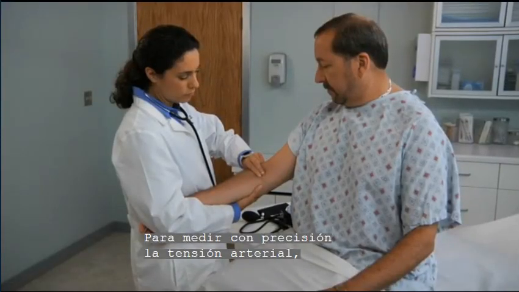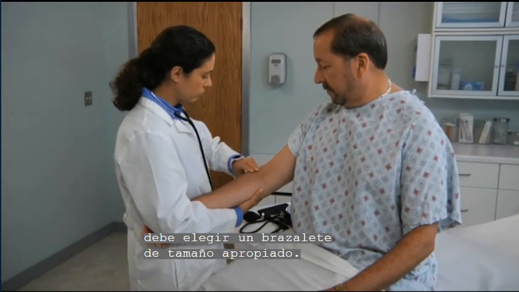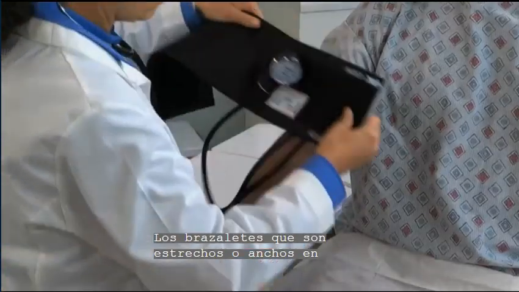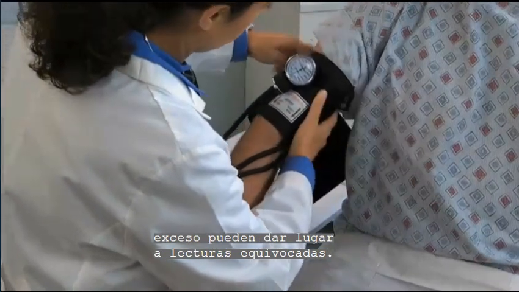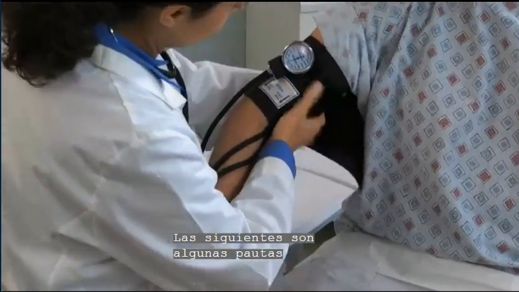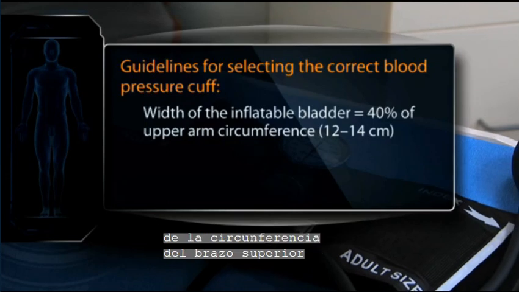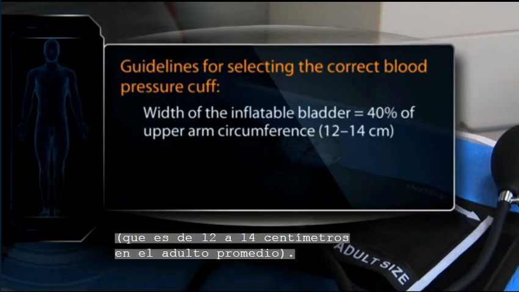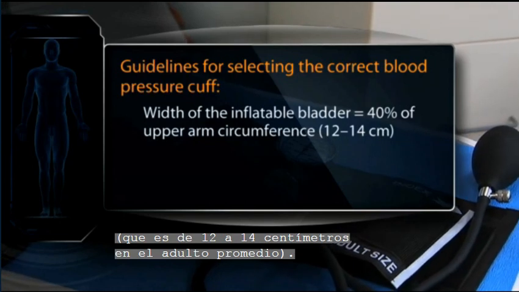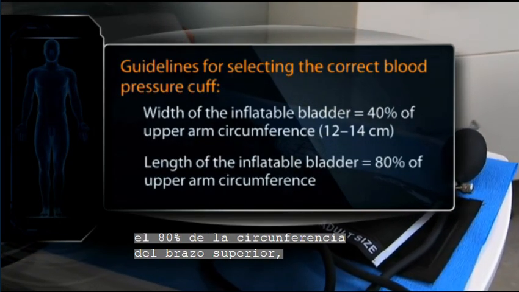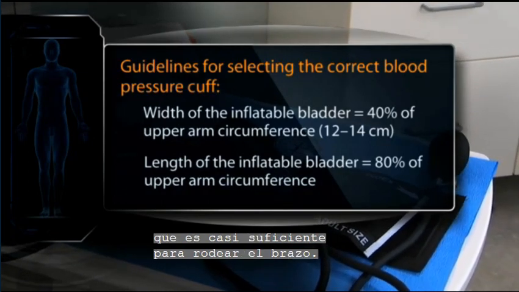To measure blood pressure accurately, you must choose a cuff of appropriate size. Cuffs that are too wide or too narrow may give false readings. Here are some guidelines to help you select the correct blood pressure cuff. The width of the inflatable bladder of the cuff should be about 40% of upper arm circumference, which is about 12 to 14 centimeters in the average adult. The length of the inflatable bladder should be about 80% of upper arm circumference, which is almost long enough to encircle the arm.